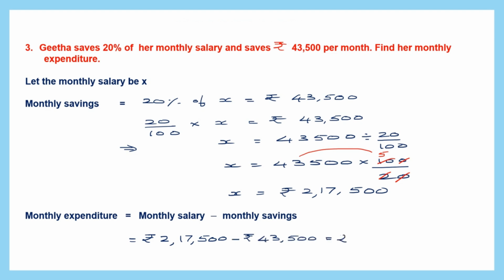So when you minus these two, you will get the monthly expenditure. So the monthly expenditure, when you minus both, you get 1,74,000 rupees. So this is the answer. This is the monthly expenditure. So let's write here the monthly expenditure is rupees 1,74,000, and that is our answer.